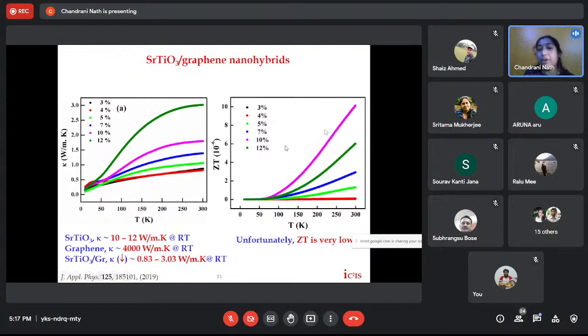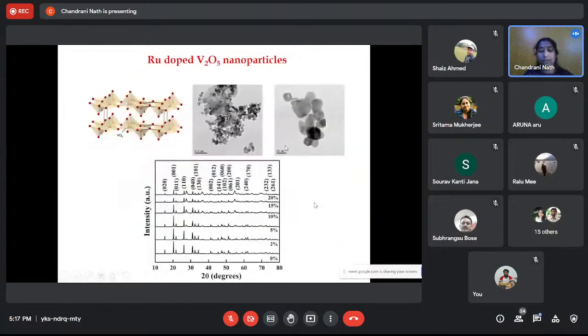But we were unfortunate to get a very low ZT value. So these materials don't have much place for practical application, but we could actually develop P-type, and this P-type nature of the nanohybrids is very interesting. Let's move to a different system that I have worked on, although this work is still going on.